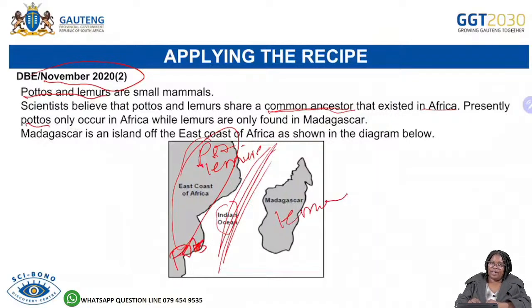Once we had a population in Africa, but speciation took place. There was separation of the population by a geographical barrier. In this case, our geographical barrier is what? The Indian Ocean. It's the ocean. So presently, potters occur in Africa, while lemurs are only found in Madagascar. Madagascar is an island on the east coast of Africa, as shown in the diagram. We are going to tackle some questions. Don't forget, initially, years back, ancestors of potters and lemurs were found in Africa. That was one population. Then the geographical barrier, which is the ocean, separated that population into two. Now we only find potters here and lemurs here in Madagascar. Let's look at the question.